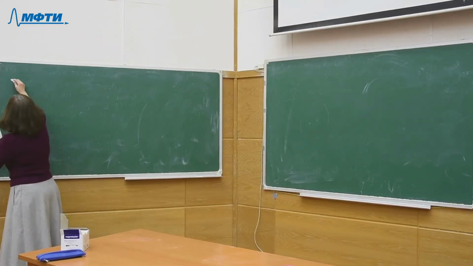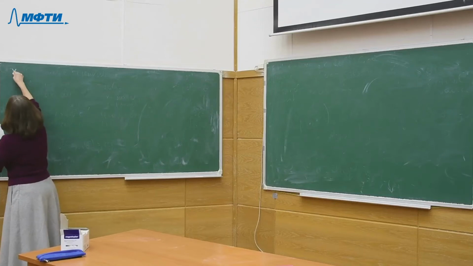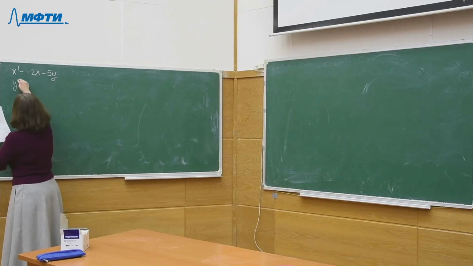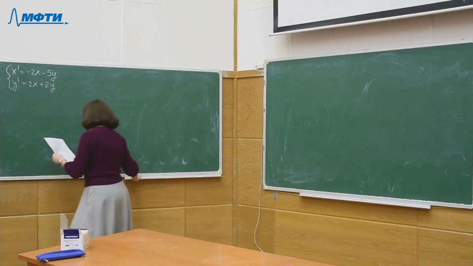So it will be x prime equals minus 2x minus 5y, and y prime is 2x plus 2y. Let's analyze this phase portrait.